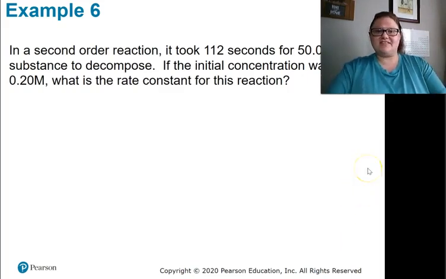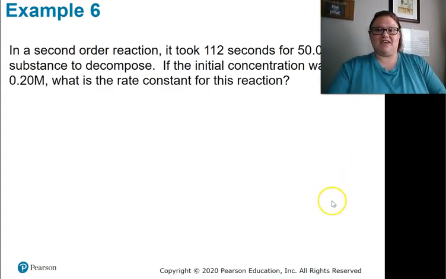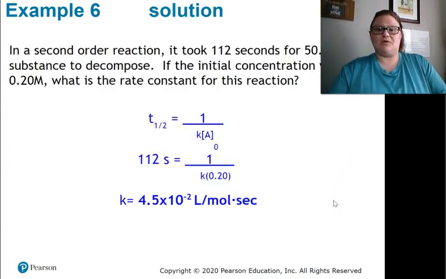Let's look at example 6 together right now. So we're told second order reaction. It took 112 seconds for 50% of the substance to decompose. If the initial concentration was 0.20 molarity, what's the rate constant? So we're trying to solve for k. And this is what we would have to do.